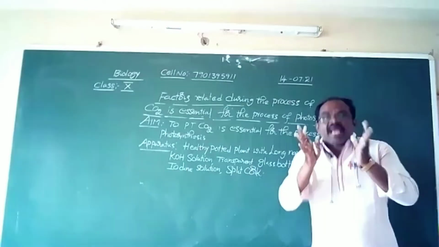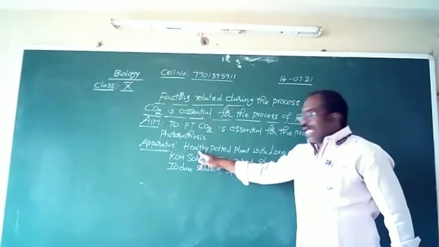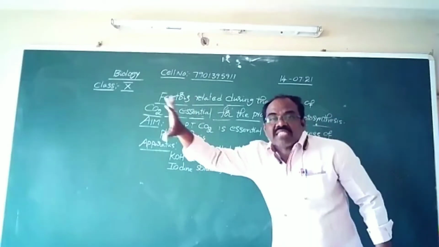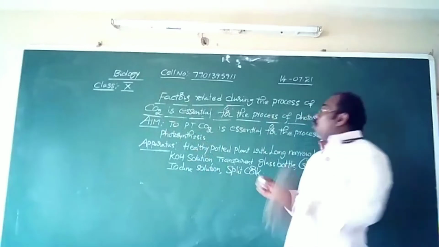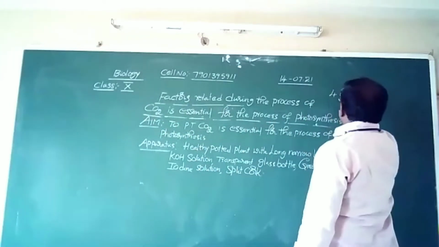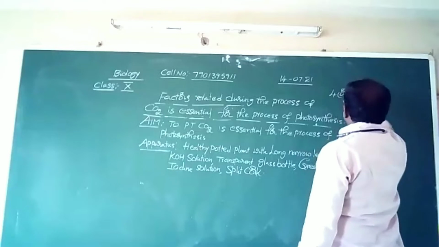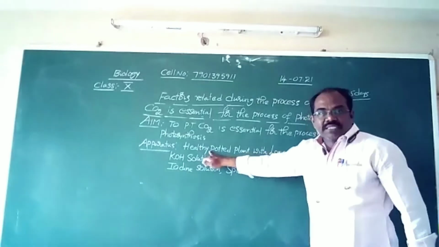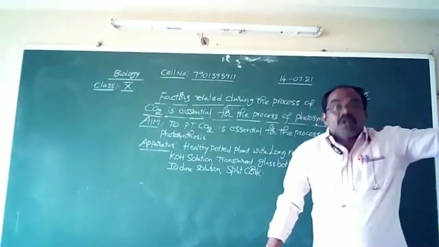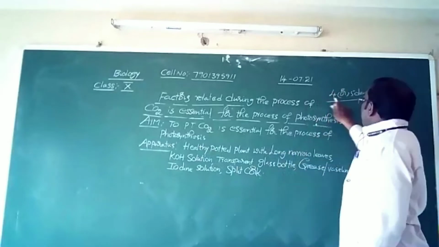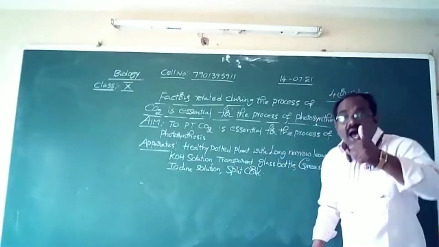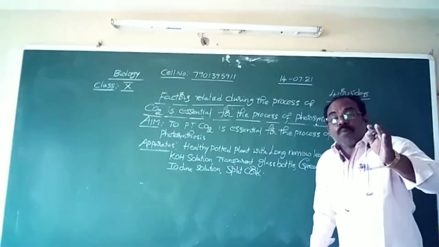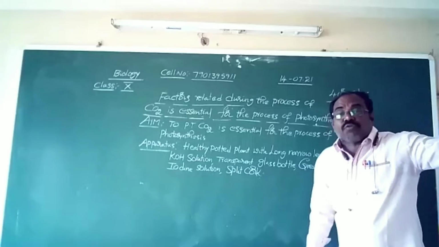Before conducting the experiment, take a healthy potted plant. This plant is kept in a dark room for 4 or 5 days. Why is the healthy potted plant kept in a dark room for 4 or 5 days?